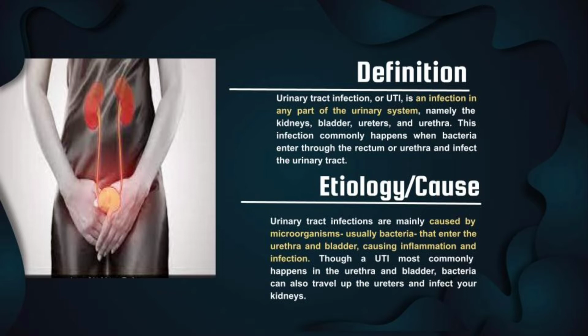Now for the etiology or the cause of UTI, UTI are caused by microorganisms, usually bacteria, that enter the urethra and bladder, causing inflammation and infection. Though UTI most commonly happens in the urethra and bladder, the bacteria can also travel up to the ureters and infect the kidneys.